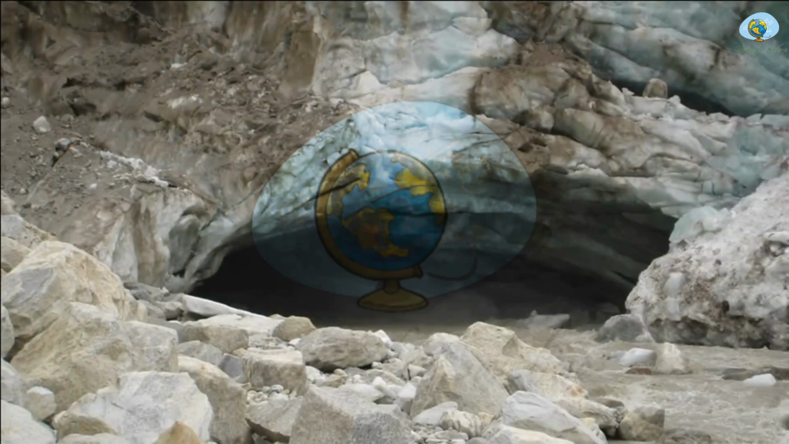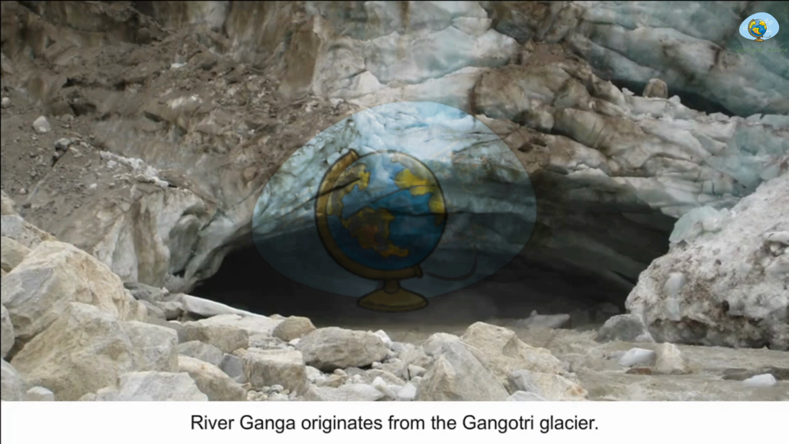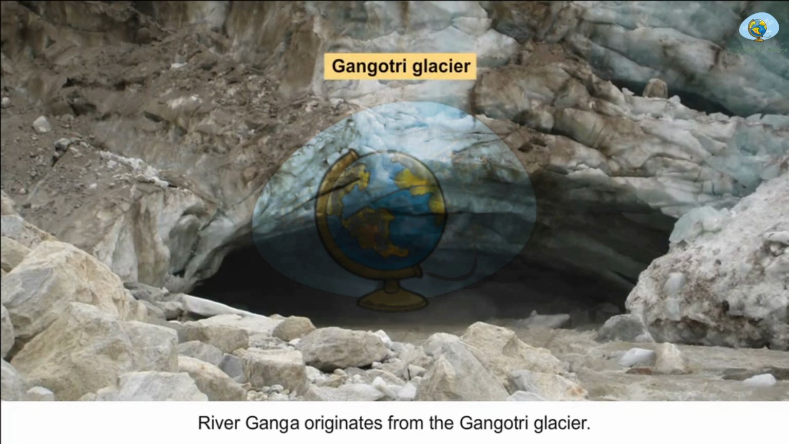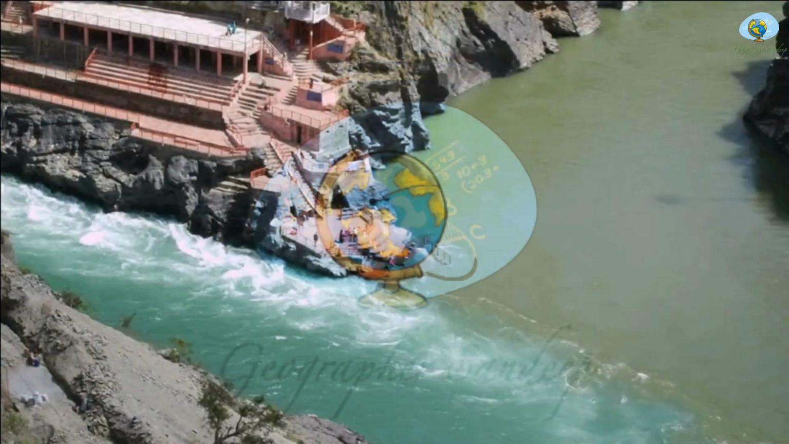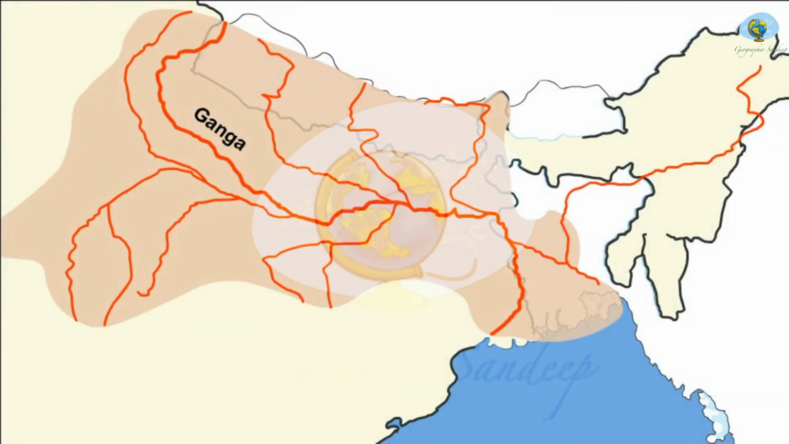The Ganga River System. River Ganga originates from the Gangotri Glacier. It is joined by the Alaknanda at Devprayag, wherefrom it takes on the name Ganga. Its major Himalayan tributaries are rivers Yamuna, Ghagra, Gandak, and Kosi. Chambal, Betwa and Son are its major tributaries from the peninsular uplands.